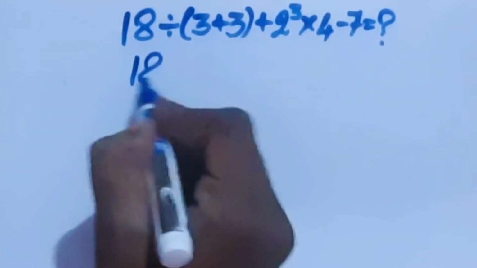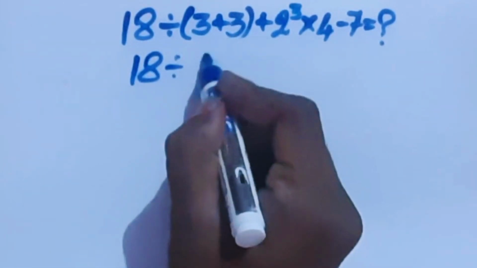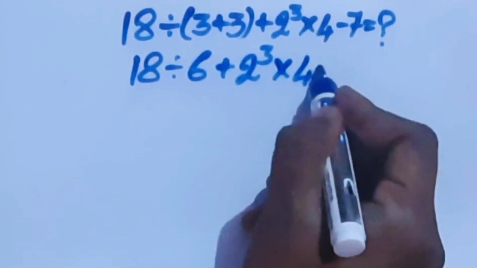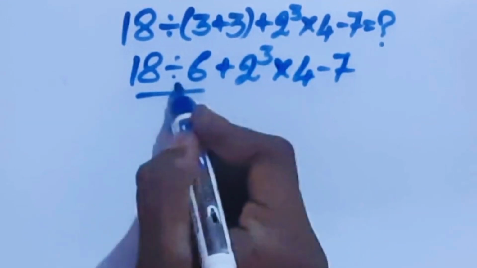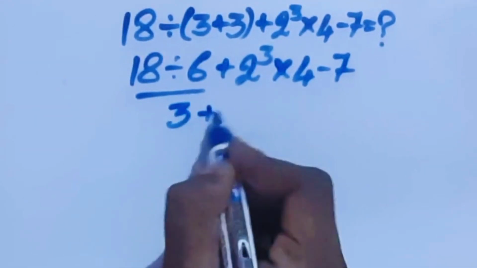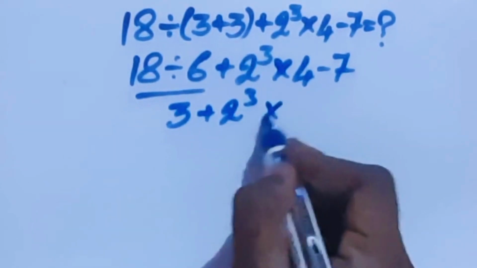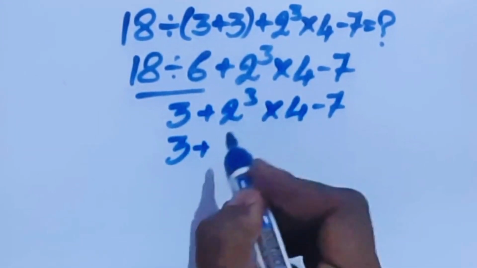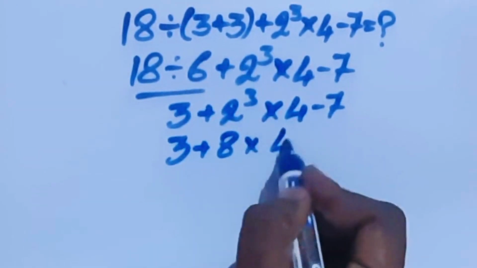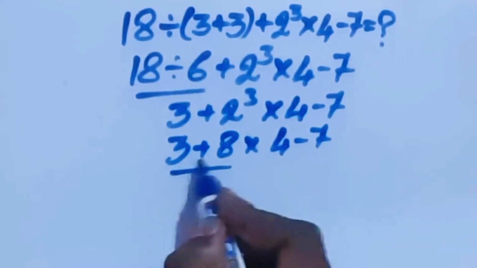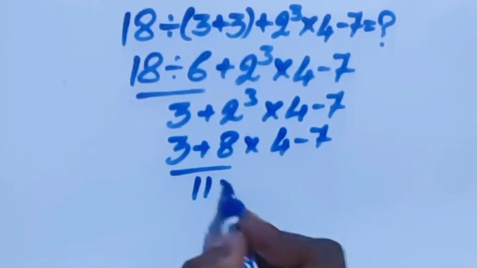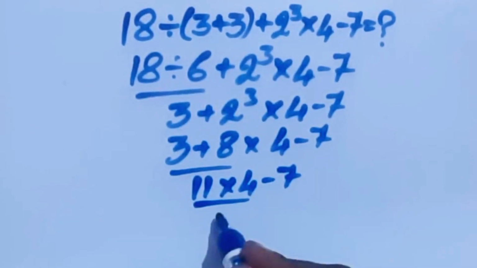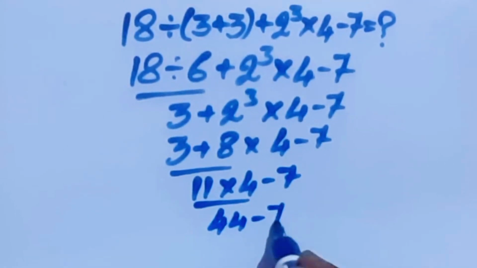Hi guys, here 18 divided by 3 plus 3 is 6 plus 2 power 3 times 4 minus 7. Here 18 divided by 6 is 3 plus 2 power 3 times 4 minus 7. Here 3 plus 2 power 3 is 8 times 4 minus 7. Here 3 plus 8 is 11 times 4 minus 7. Here 11 times 4 is 44 minus 7.